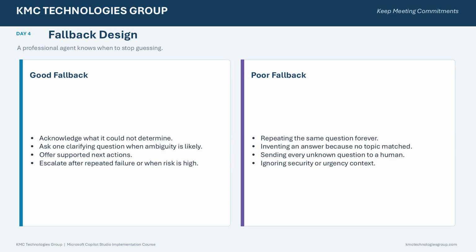A professional agent must know when to stop guessing. A good fallback acknowledges what could not be determined. If the problem is ambiguous, ask one useful clarifying question, then offer supported next steps. After repeated failure, or immediately when the situation is high risk, escalate appropriately. Poor fallback behavior includes asking the same question endlessly, inventing an answer because no topic matched, routing every unknown request directly to a human, or ignoring urgency and security context.